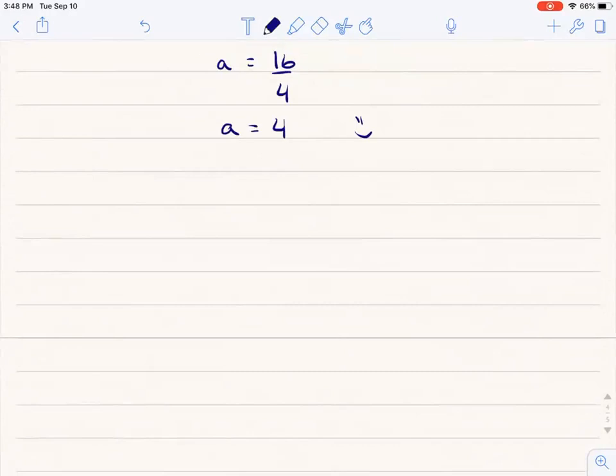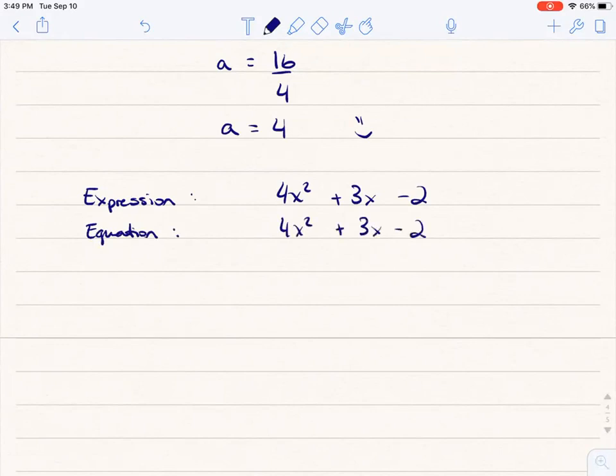Whenever you're working with equations, or even expressions, do you guys know the difference between an expression and an equation? An expression is something like 4x squared plus 3x minus 2, for example. Whereas an equation would be something like 4x squared plus 3x minus 2 equals 15. So whenever you have this equal sign, then it's an equation.